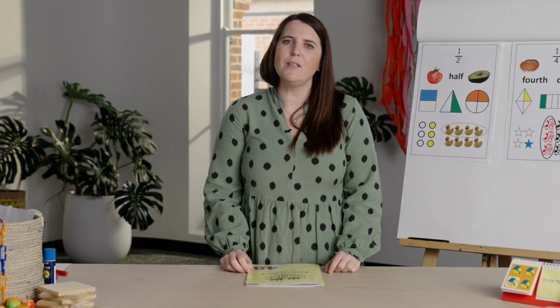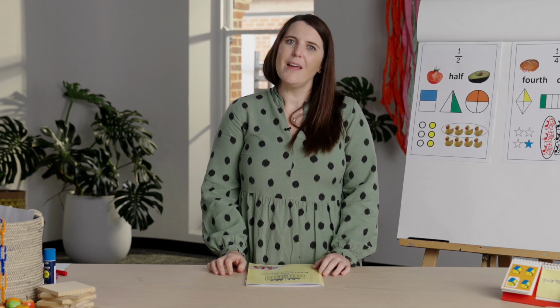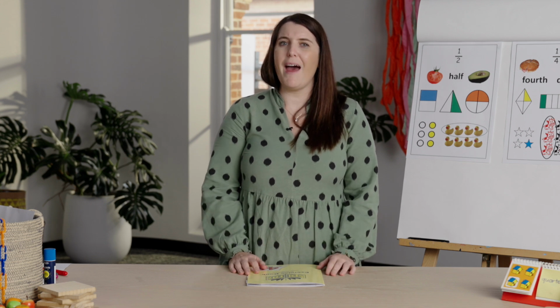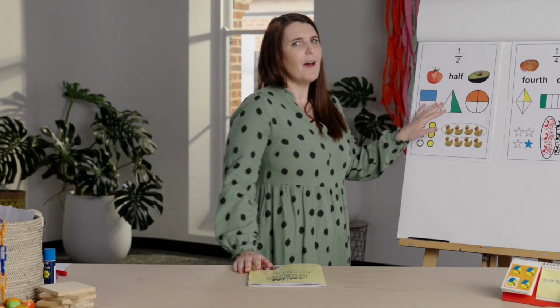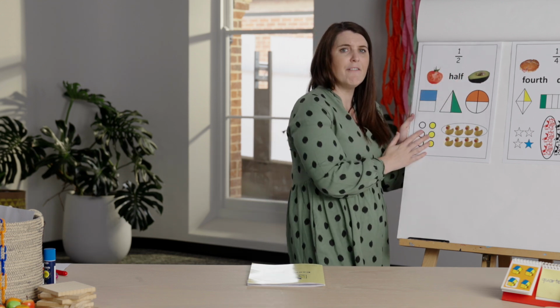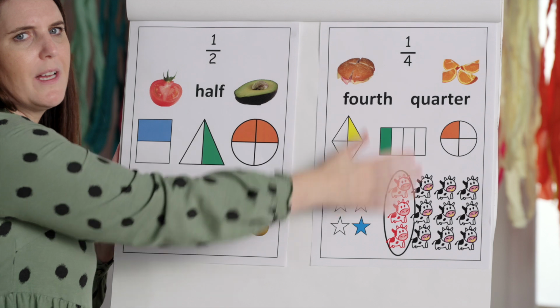In our previous lessons, we've been looking at splitting and partitioning shapes. Today we're moving over into collections. So let's have a little bit of a look about how that might work. So I have some examples up here. I have examples of a half and examples of a quarter.